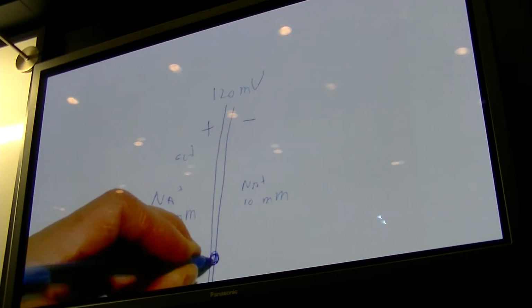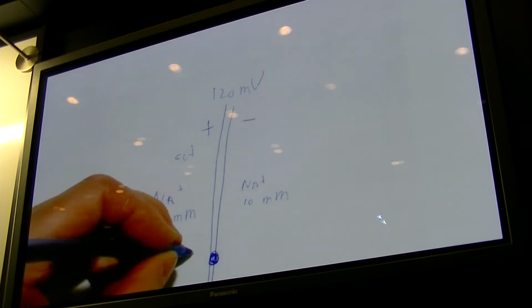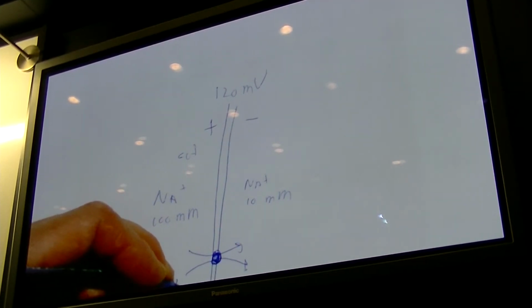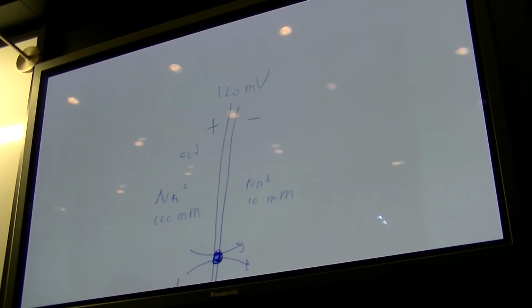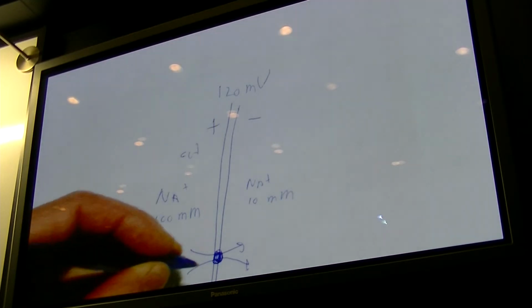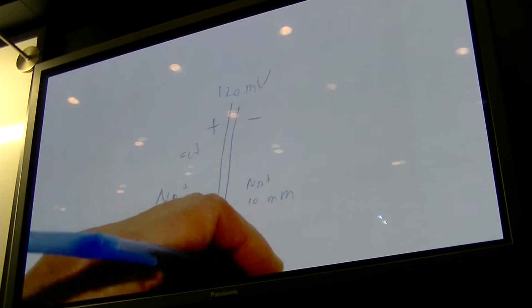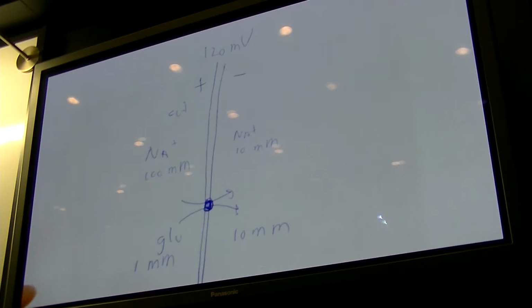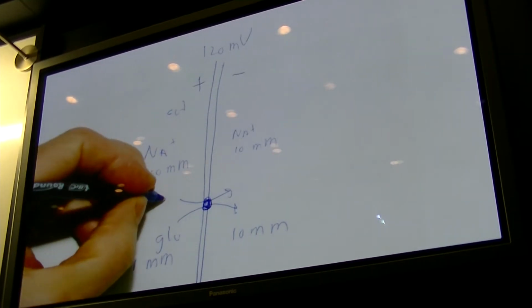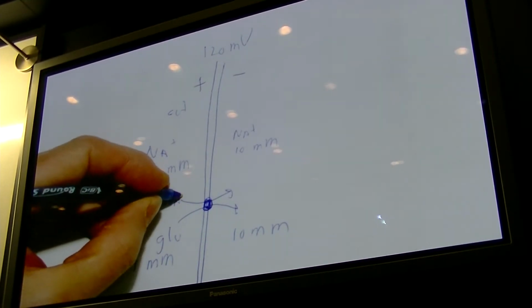Now we have a transporter here, and we want to move glucose in. So we want to move glucose, and let's say from a low concentration, let's just say from 1 millimolar up to 10 millimolar. I'm going to move it up. Can you still see the top? Good. Okay. Now, we can use the driving gradient of sodium to drive this.